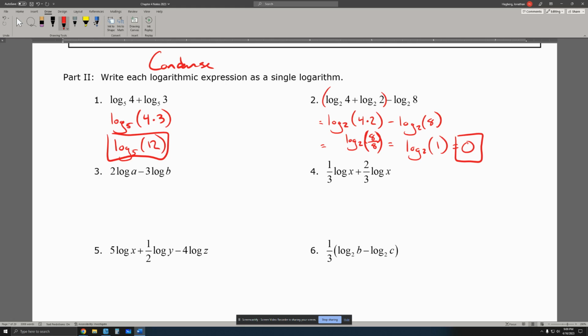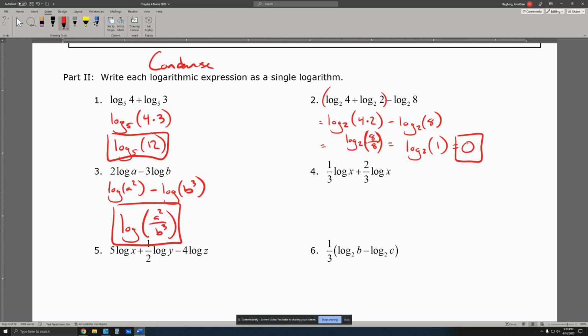Number 3, 2 log of a minus 3 log of b. We can write this as log of a squared. That's our power rule. Minus log of b cubed. And then finally, we have a quotient. So this is log of a squared divided by b cubed.